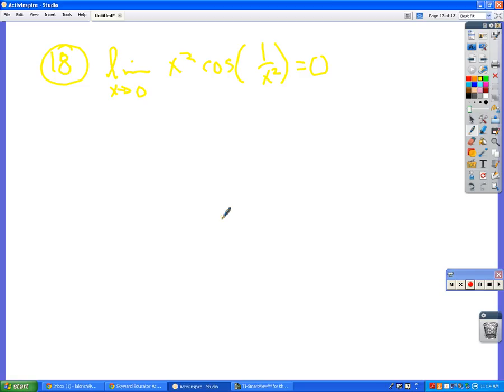So here's the easy way that we've done these before, with the steps I'm about to write. Here's my first step. We know that -1 is less than or equal to the cosine of 1 over x squared, which is less than or equal to 1. That's my first step in my proof. So that lets me say that -x squared is less than or equal to x squared times cosine of 1 over x squared, less than or equal to x squared. I multiplied everything by x squared because that gives me my original. I want those to match.